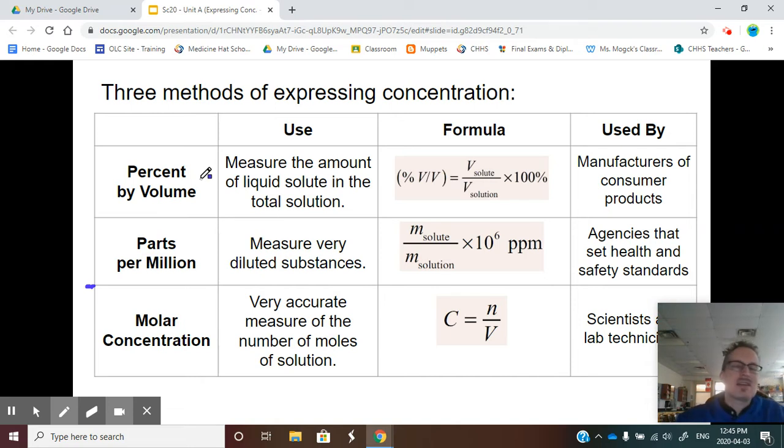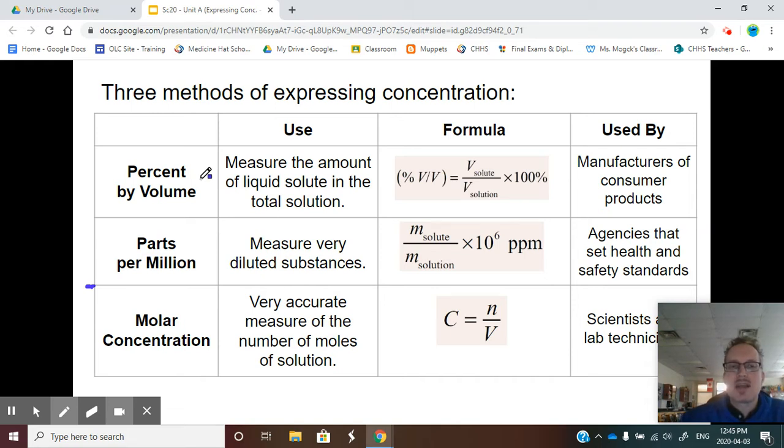So if I was to think of something with a liquid dissolved in a liquid, this could be a cleaning supply where it tells me what percentage of ammonia is in, let's say, Mr. Clean. This could be liquid dissolved in liquid, possibly some sort of alcoholic beverage. What percent of alcohol is in this can of whatever?